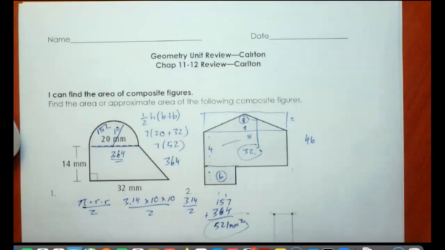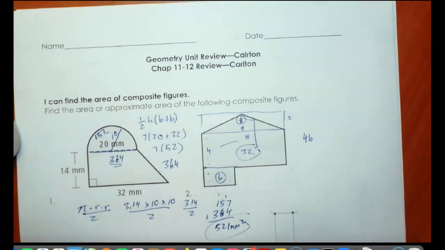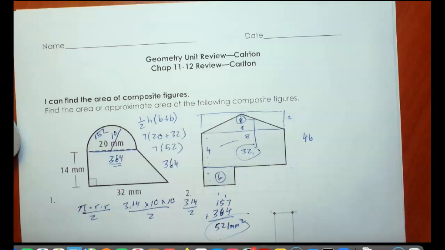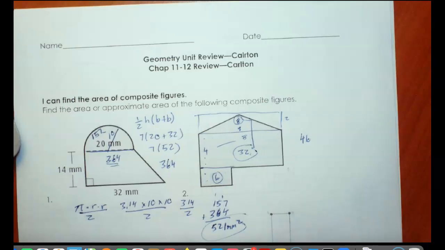Number 3 here, it looks like we have a parallelogram and a trapezoid. Let's do the parallelogram first. These would be the bases of the parallelogram. We can see from these little marks here that they are the same. So this one down here is 10. Here's the formula for a parallelogram. It's just base times height equals the area.